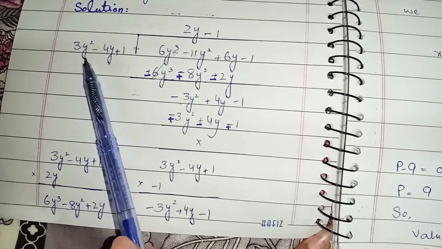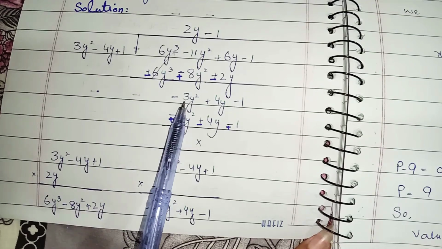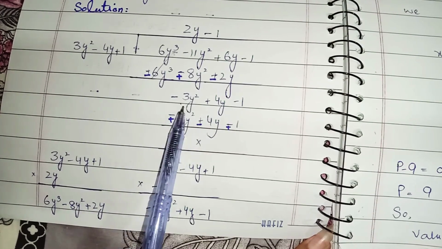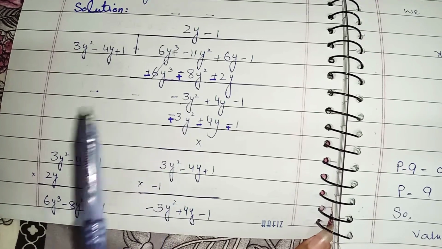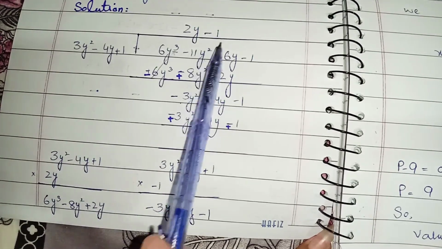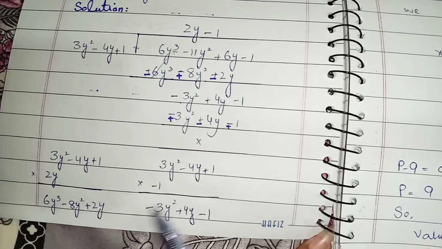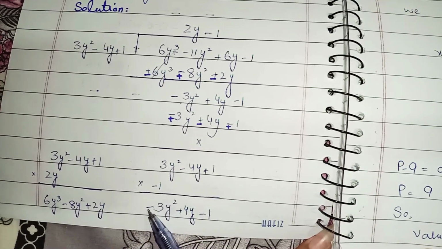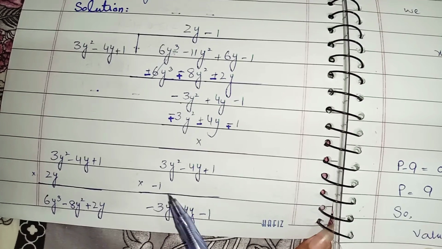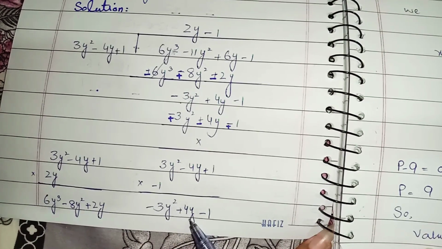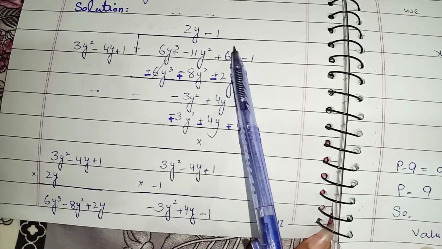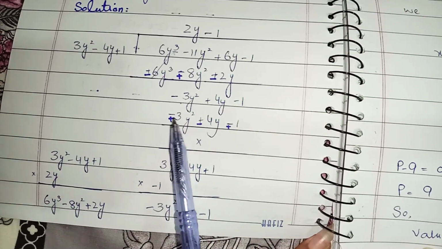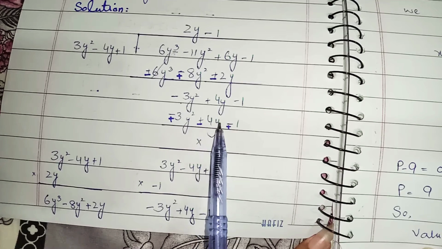Here we have 3y square in the divisor, and in the dividend we also have 3y square, so we will multiply 3y square into 1 to get 3y square. Now we will multiply minus 1 into the complete divisor polynomial. 3y square minus 4y plus 1 into minus 1, we get minus 3y square, minus minus always plus, plus 4y minus 1. Now we will write minus 1 here, and we will write the terms under the same variable. Minus 3y square plus 4y minus 1.